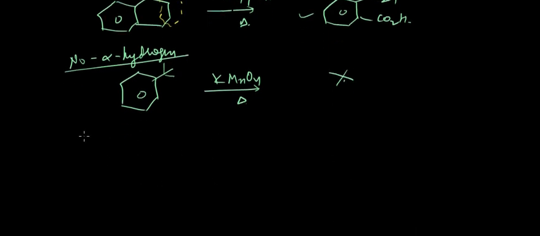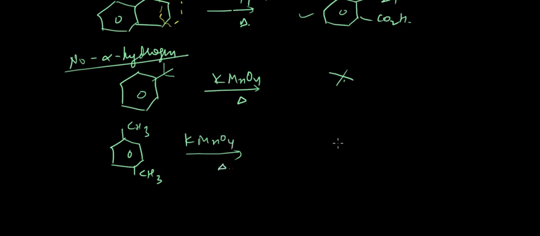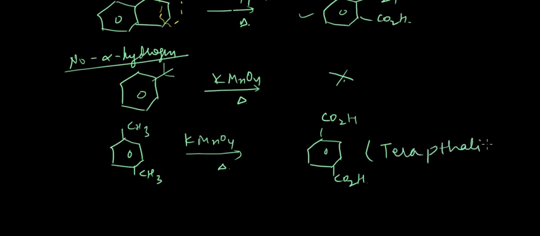Okay, what happens if we have CH3 on the para positions and we react it with KMnO4, a slight bit of heating may be required? We get terephthalic acid, CO2H on para positions. This is called terephthalic acid.